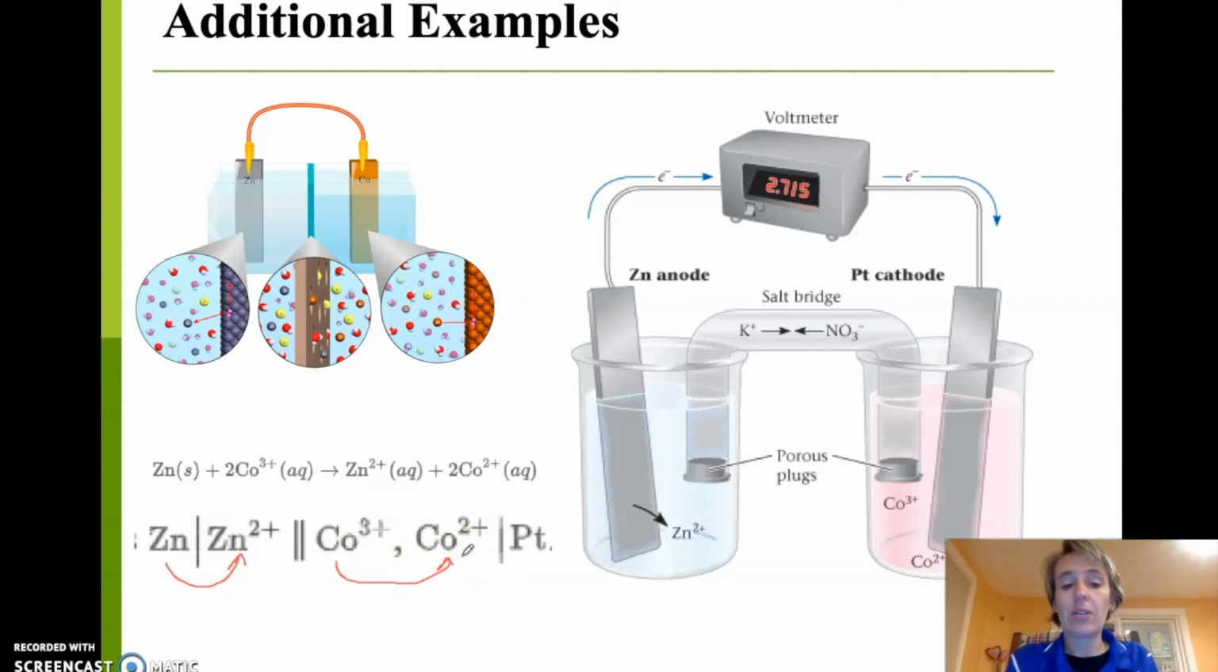The difference here, though, is that the vertical line represents the interface between solution phase chemistry and the solid electrode. And so we write both of those species separated with a comma to the left of this vertical line. And then the electrode, which is made of platinum here, is written to the right.